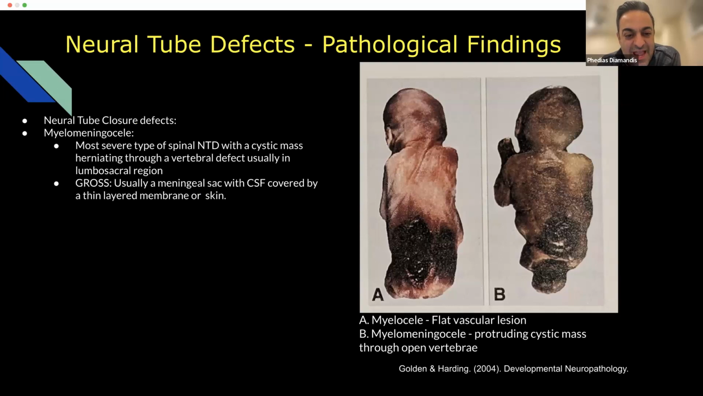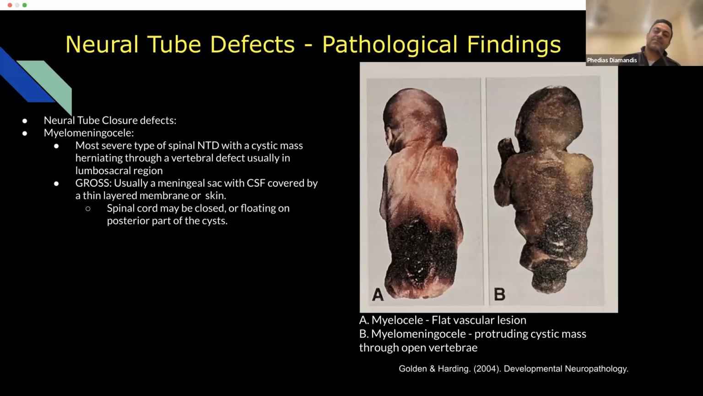Usually there's a meningeal sac filled with CSF and covered by a thin layer of membrane or skin, and then the spinal cord within this may be closed, it may be floating or stuck to the posterior aspect of the cyst. My suspicion is that part of this cystic component is normal closed spinal cord higher up, because then how would you have the meningeal component forming the cystic mass if it was completely open?